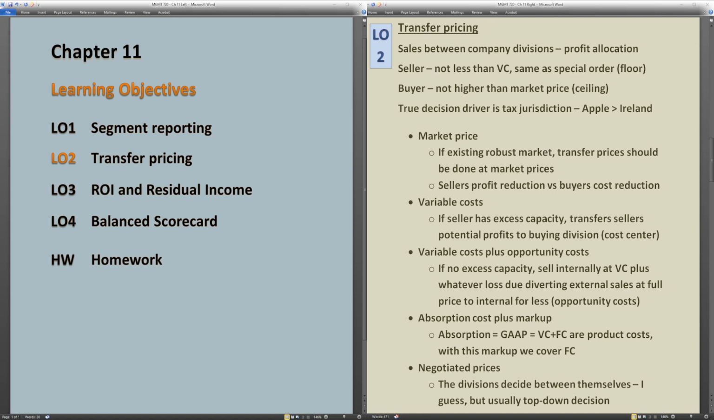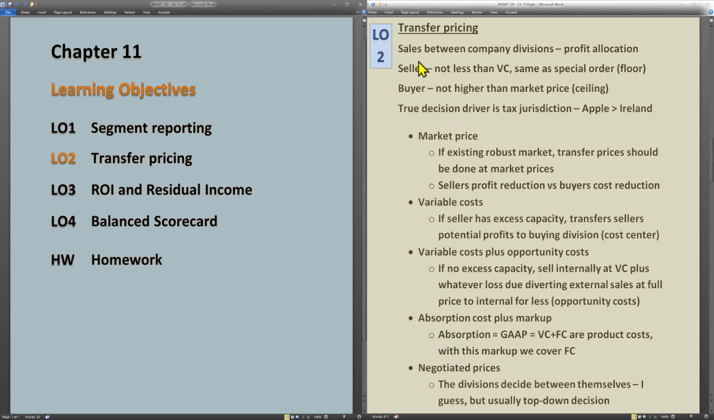Now, there are a lot of ideas and thoughts about what is best for the company, so I will give you the basics. That's what we have up here at the top, what I think are the basics. And then we have a number of different methods that they explain in the book.